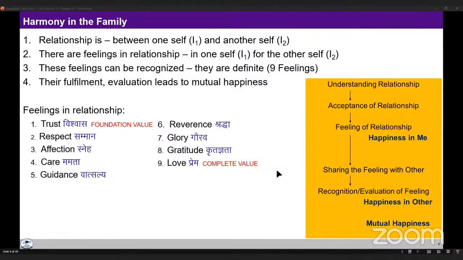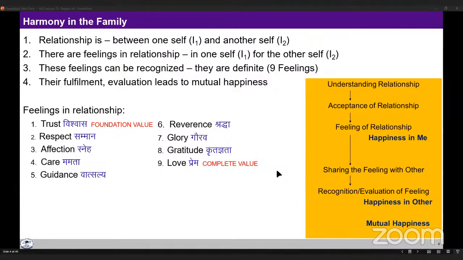I have an idea about the other person, but I'm sure of myself. But what is the idea of the other person? Do I have the clarity that the other person's intention is as pure as mine? So I'm able to recognize the feeling in me for the other person, and I share this feeling with the other. This is going to lead to mutual happiness. The feeling of trust is there in me. I share the feeling of trust with the other person. The other person evaluates it and sees that yes, this is the right, naturally acceptable feeling of trust. The other person is also happy about this, and I am also very happy about this. So it leads to mutual happiness.